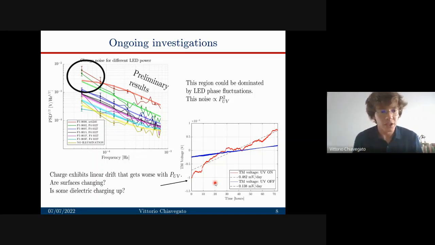One possibility is that we are modifying the surfaces that we are shining with the UV light. This is not very likely. Or maybe our apparatus has some dielectric in it, and this is charging up and we are not able to discharge it back. We don't know. We are hoping to be able to answer this question soon.